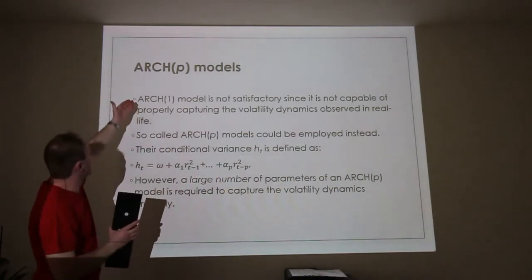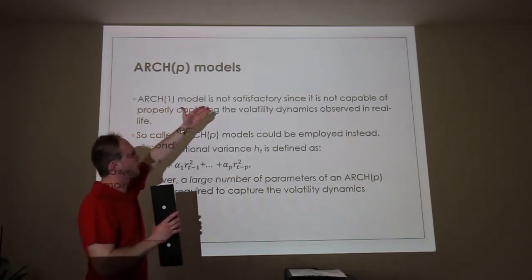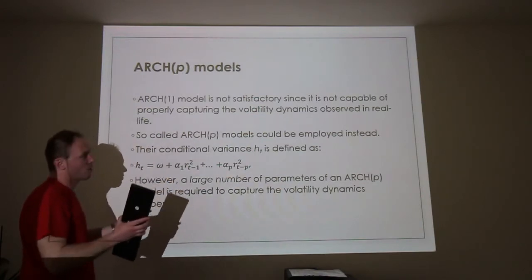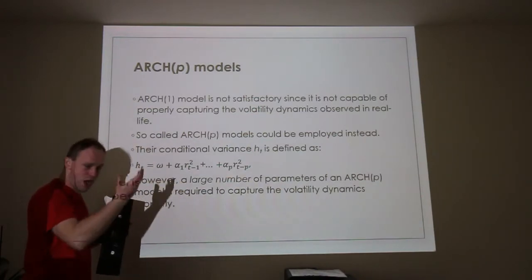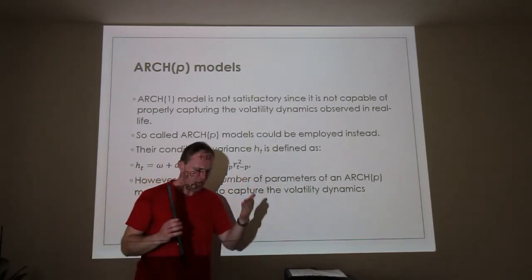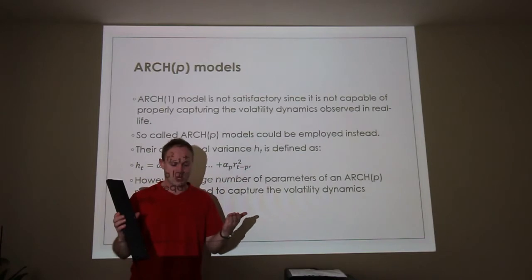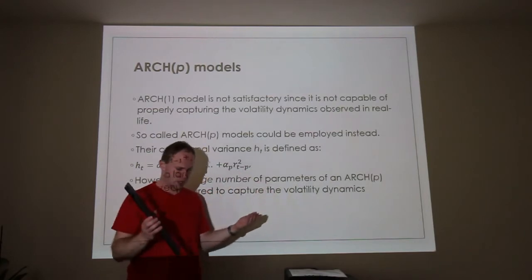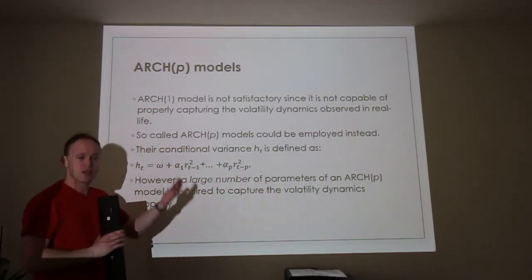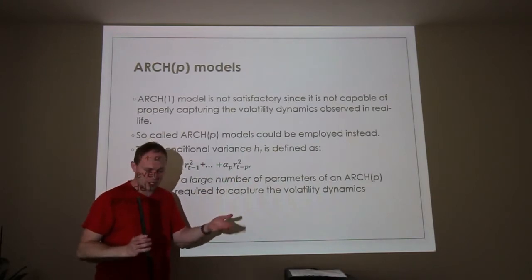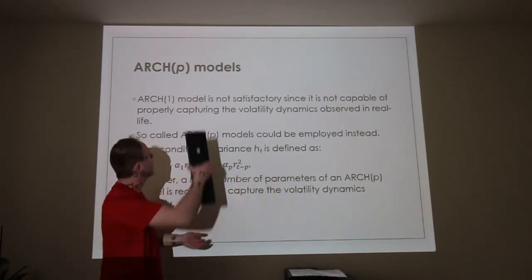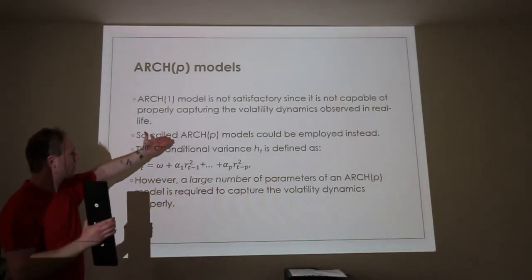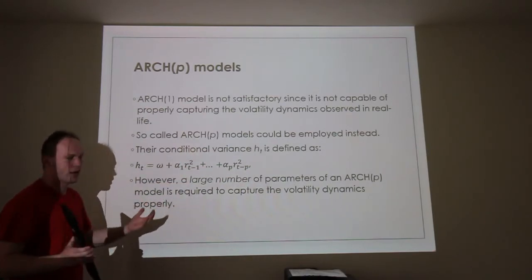As I already said, the ARCH(1) model is not satisfactory since it is not capable of properly capturing the volatility dynamics observed in real life. Sometimes it is necessary to use more lags, more lagged values. Not only the value in time t minus 1, but also lags t minus 2, t minus 3, and in general t minus p. So-called ARCH(p) models could be employed instead.